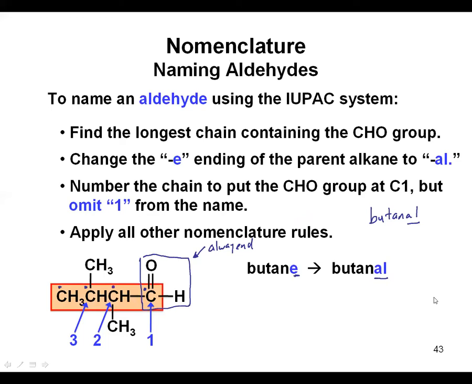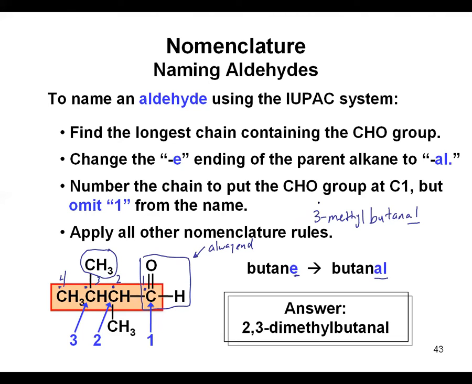But since the group's over here, we would want to number right to left. So this would be 1, 2, 3, and 4. And that's important for the group that's attached here, which is a methyl group. And that would be at carbon number 3 based on that numbering. So this would be 3-methyl butanal, Al. And it would be good not to miss the other guy that's down here, which is where we get our other methyl group there.